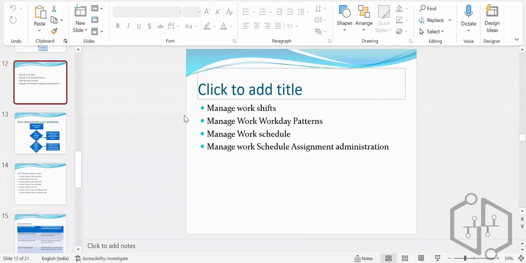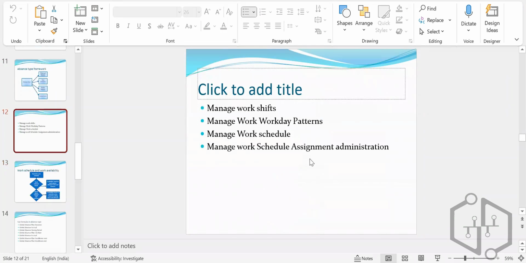Covered shift pattern. Managing work shift. Work shift is what? When we are having the work shift, that means if the workers are working from 9 to 5 shift pattern or not. Workers are working from that time period or not. That is work shift.